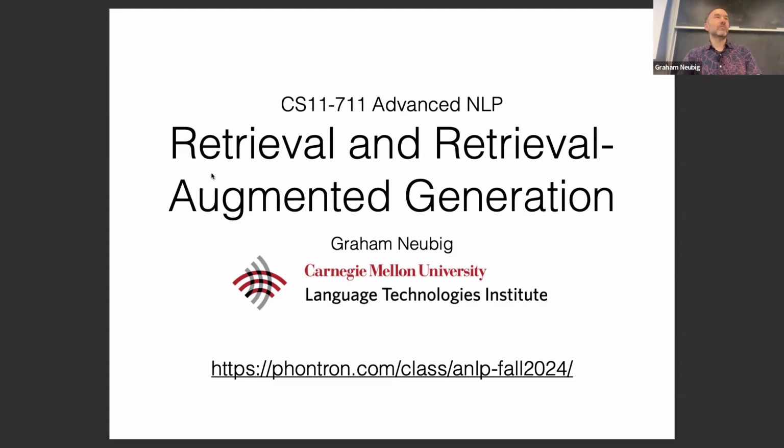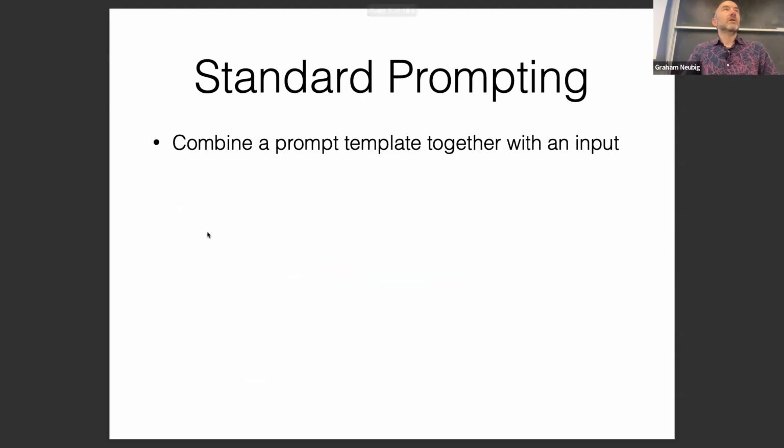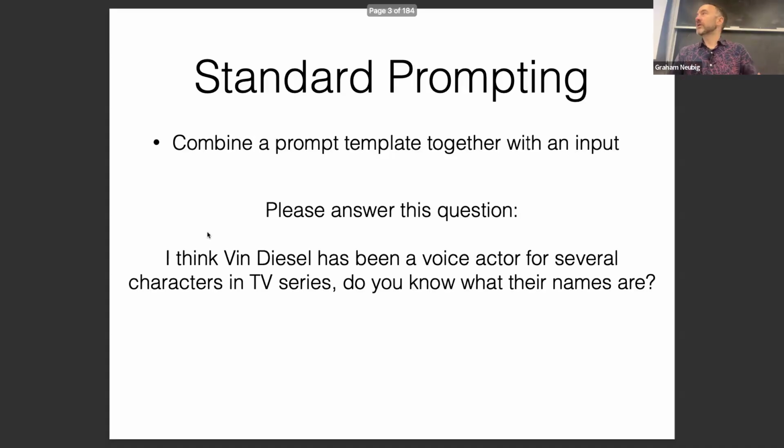Cool. So I will get started on retrieval and retrieval augmented generation. If we look at the standard way that we prompt language models, what we do is we combine a prompt template with an input, like I mentioned in the prompting class. So we could say something like, please answer this question. I think Vin Diesel has been a voice actor for several characters in TV series. Do you know what their names are?